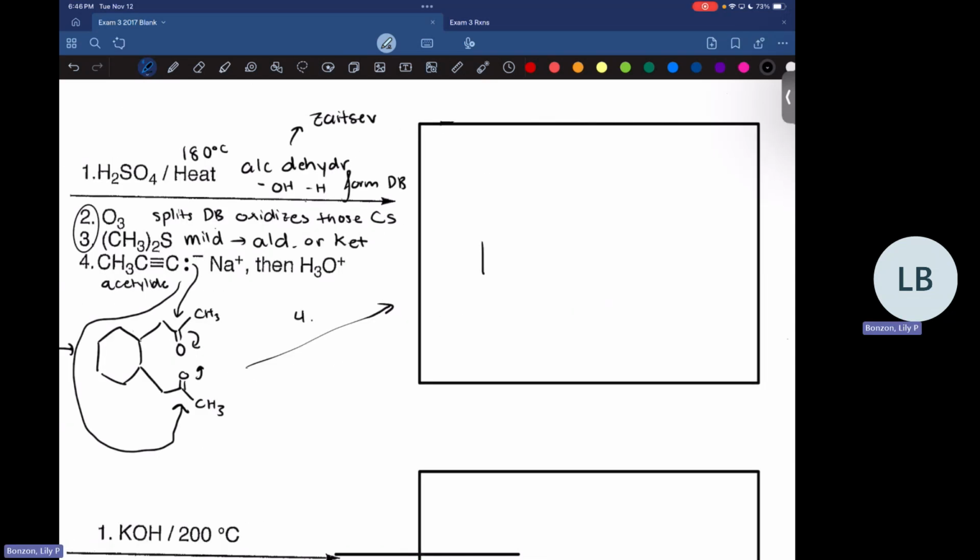And so the end result is going to be alcohol, and then our acetylide anion.